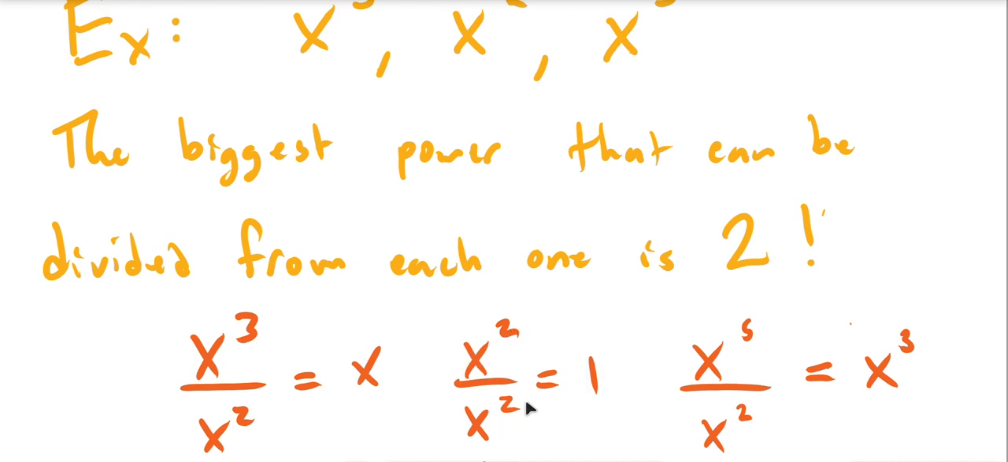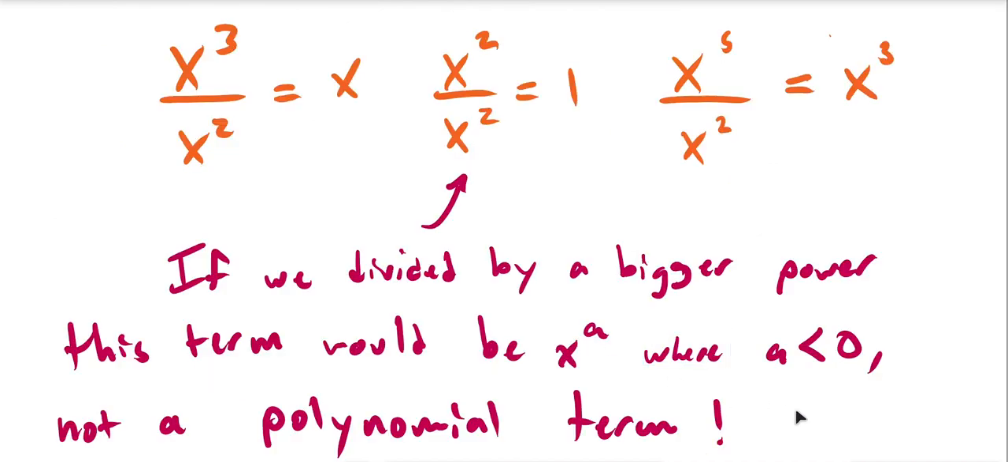Here, I divide something by itself, I get 1. Here I got x for x cubed divided by x squared, and here I get x to the third for x to the fifth divided by x squared. If I had chosen any larger power than squared, like third power, then this would have been x to the minus 1. And as we saw, that's not technically a polynomial. So we have to divide by only so large a polynomial that it doesn't go over. If we pick the bigger power here, then technically the exponent of this term would become negative, and that's not a polynomial.